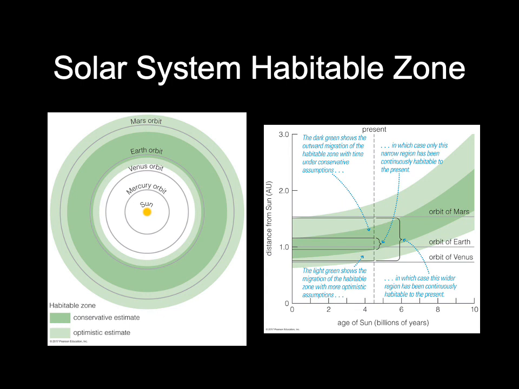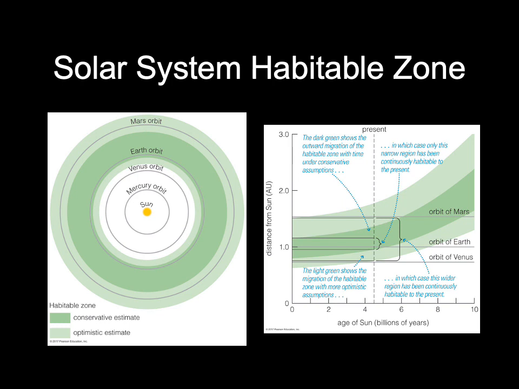And then the graphic here on the right shows distance from the sun as a function of the age of the sun. And right now we're where that dashed vertical line is. That's the present. But as the sun ages and gets warmer as time goes on, by the end of the sun's normal lifetime, the Earth will be too hot here for life unless we're in that more optimistic estimate. But Mars would fall within the habitable zone of the sun.